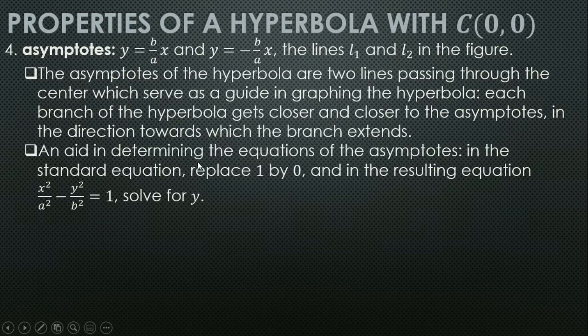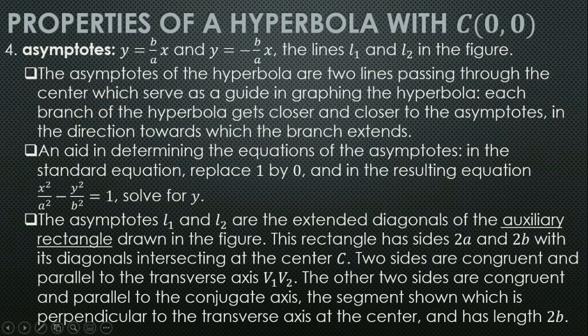An aid in determining the equations of the asymptotes, in the standard equation, the process is we replace 1 by 0, and in the resulting equation, x squared all over a squared minus y squared all over b squared is equal to 0, solve for y. So, para mahanap yung asymptote, para mahanap itong dalawang values na ito, we replace 1 using 0 at isolve natin si y. If you try to solve it, makukuha mo si y is equal to b all over a x and y is equal to negative b all over a x.